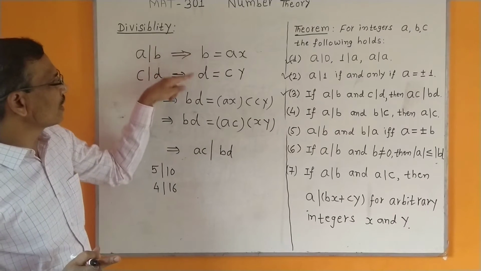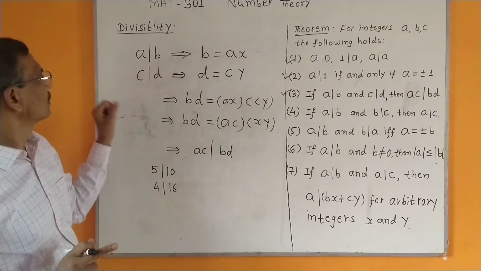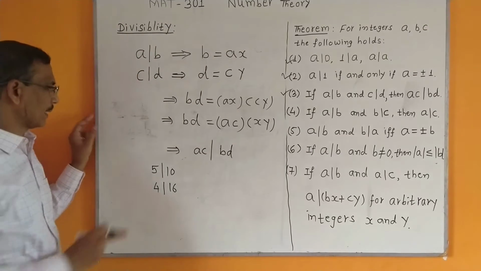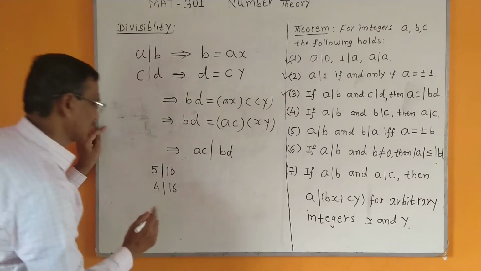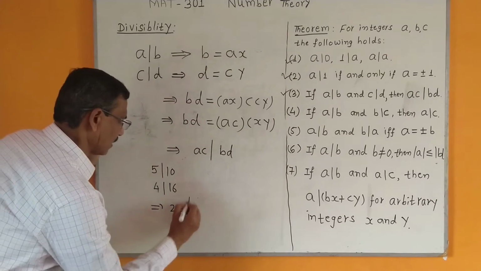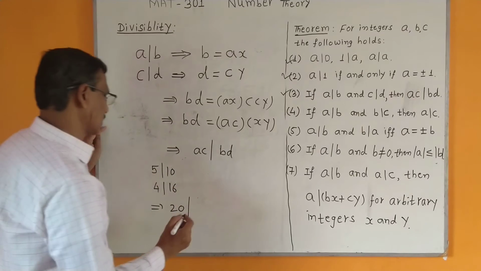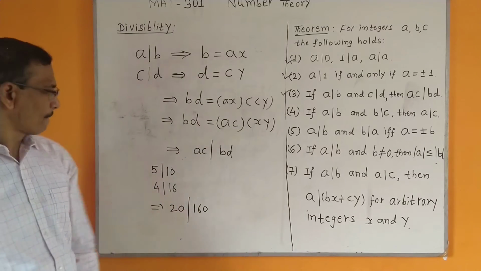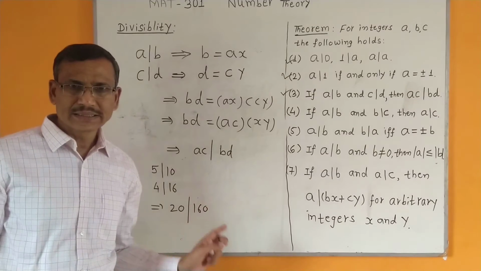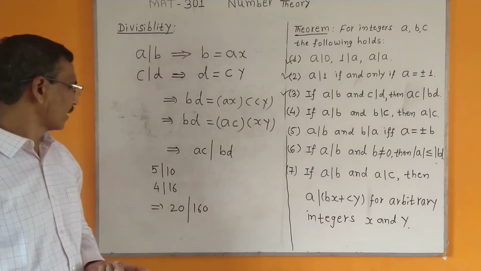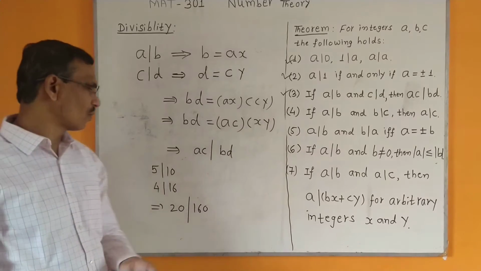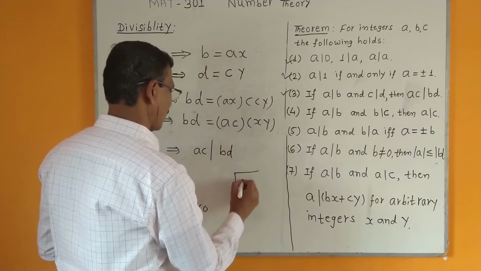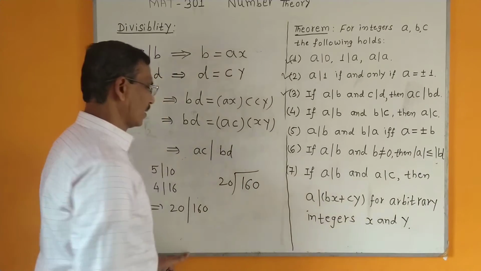Then the result is A into C divides B into D. That is 4 into 5, this is 20, divides 10 into 16, which is 160. Is 160 divisible by 20? No doubt, it is divisible by 20. You can verify: 160 divided by 20.